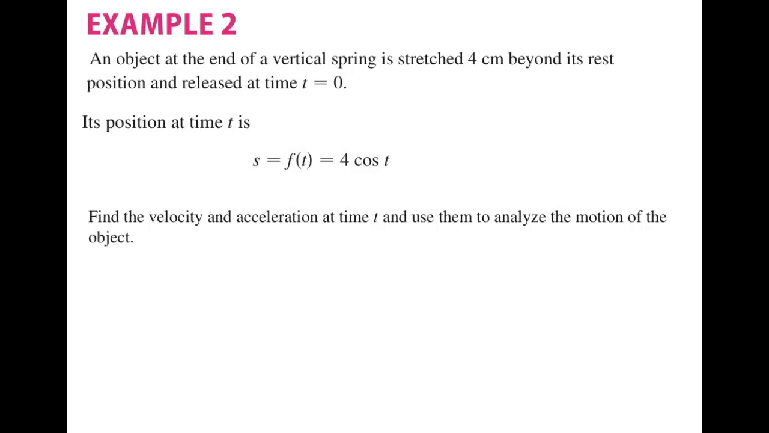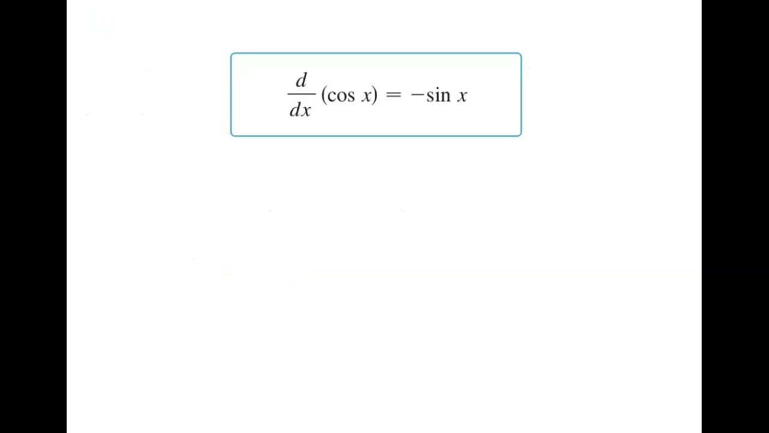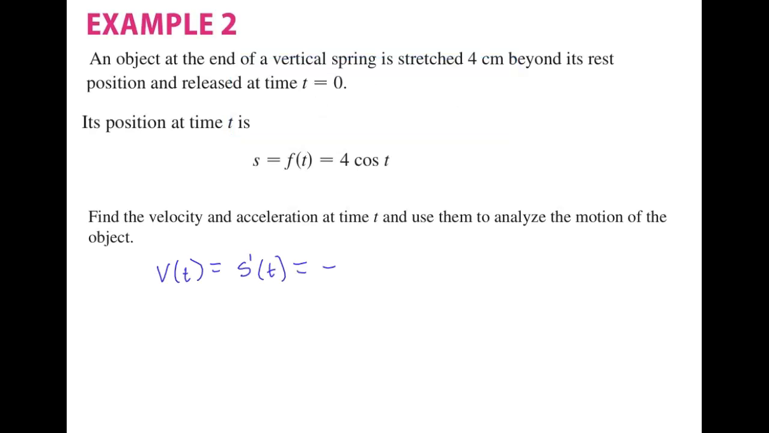Well, if we're given position, we've already discussed this a few times. The derivative of position is velocity, right? All right, so what would the derivative of 4 cosine t be? Well, we know from this last slide that the derivative of cosine is negative sine. So it's going to be negative 4 sine t. That's my velocity function.